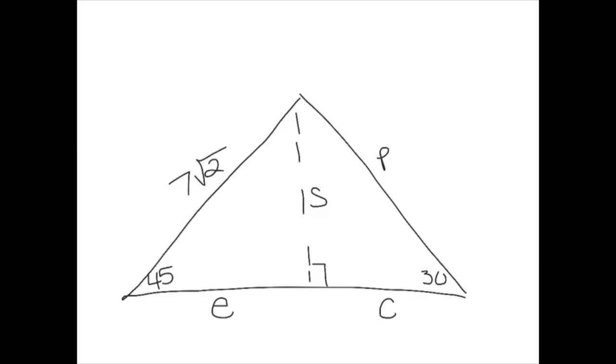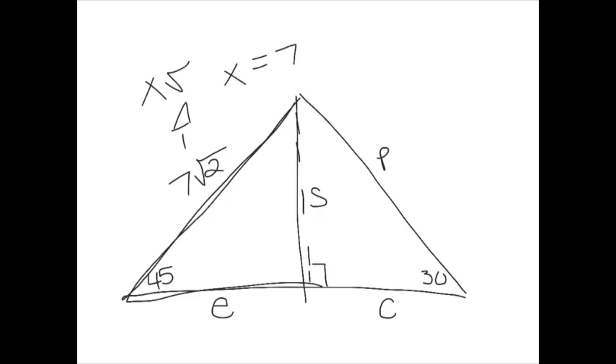Okay, so since this triangle over here is an isosceles right triangle, and the 7 radical 2 is the hypotenuse, x would equal 7 since the hypotenuse of an isosceles is x radical 2. This would mean that both e and s would be 7.